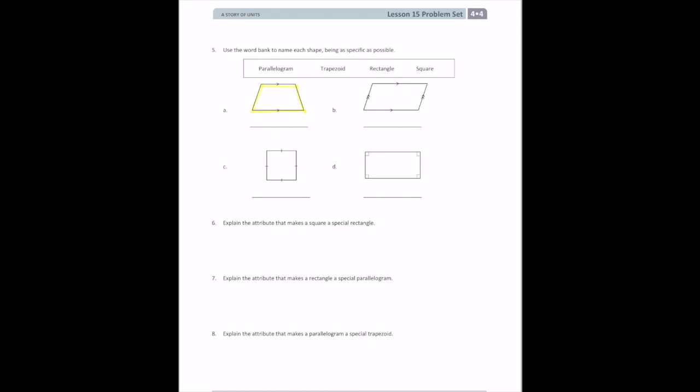Well, is it a parallelogram? And the answer is there are not 2 sets of parallel sides. There's only 1 set of parallel sides. So the answer would be no, that's not it. Is it a trapezoid? Trapezoid meaning that there's 2 parallel sides and then 2 that are not. Sounds about right. So let's say that it's a trapezoid.